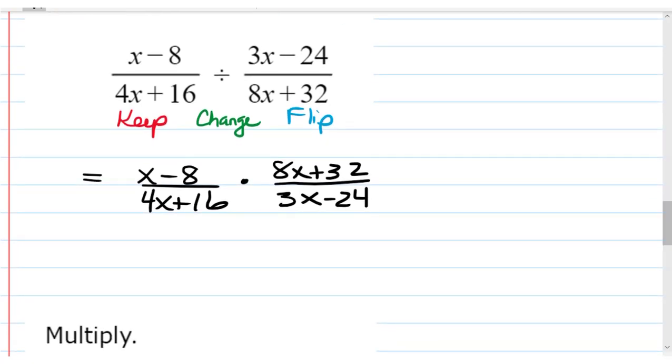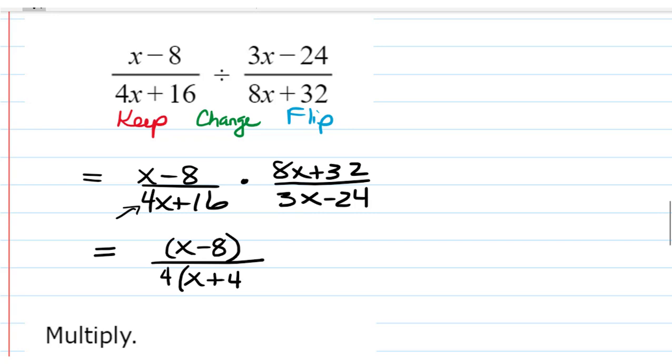There's not much we can do with this until we have factored. Think of the numerator, in this case x minus 8, as one big factor. There's nothing in common to the x and the 8, so I'm just going to leave that the same. 4x and 16, though, have a factor of 4 in common, so I'm going to factor out a 4, leaving behind x plus 4, times, in the upper right, we have 8x and 32, which have a factor of 8 in common, leaving behind x plus 4.